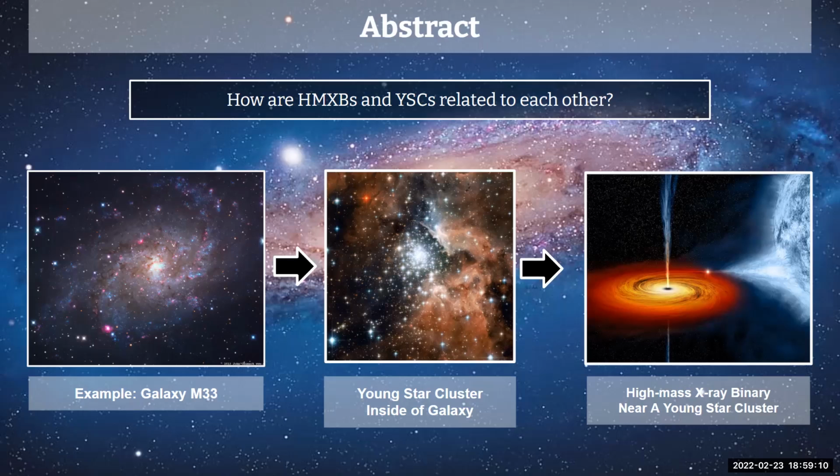The main question for this research is how are high-mass X-ray binaries and young star clusters related? First, let me explain what each of them are. High-mass X-ray binaries are when a star orbits a black hole or neutron star. While in orbit, the high-mass donor star gives material to the black hole or neutron star. This material accelerates, and when it hits the high-mass object, it emits X-rays, which we can detect.